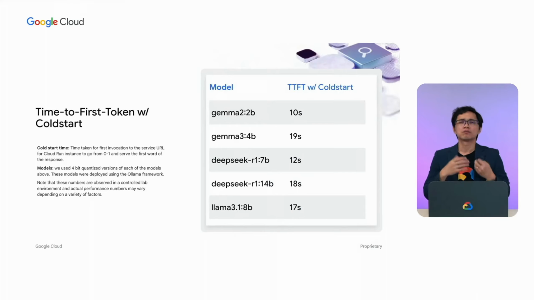Along with simple operations, Cloud Run with NVIDIA GPU also offers strong performance. We keep our infrastructure latency to a minimum so that you can get the best performance while serving your models. The table on the slide shows cold start times for multiple models with the Ollama framework, ranging from 11 to 35 seconds. This measures the time to start an instance from zero, load the model in the GPU, and for the model to return its first word.